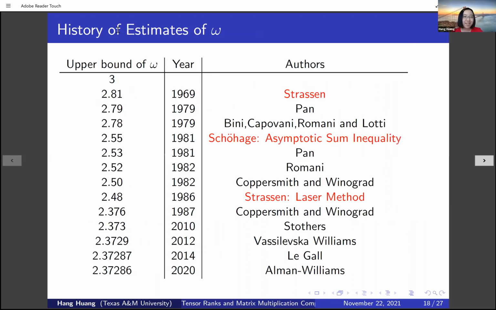This is the history of the estimates for this exponent. The naive bound is 3. As I explained, Strassen's algorithm, which uses a fast way of multiplying two by two matrices together, gives you the upper bound of log base 2 of 7, so 2.81. Then the next breakthrough is what's called the asymptotic sum inequality, given by Schönhage in 1981. I'm not going to tell you the details about the technique, but I just want to say that all these four results are using this asymptotic sum inequality.